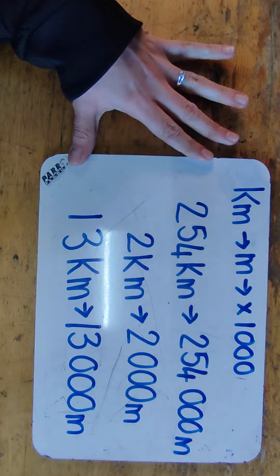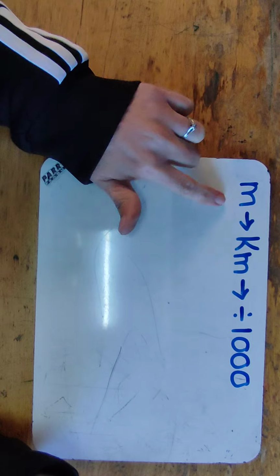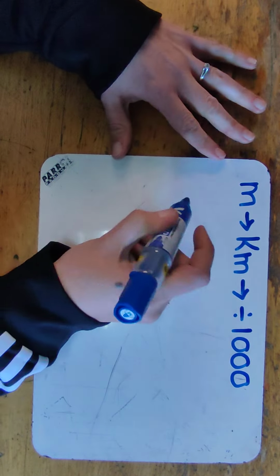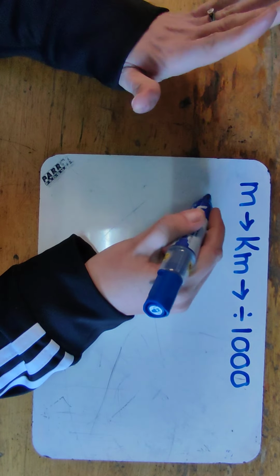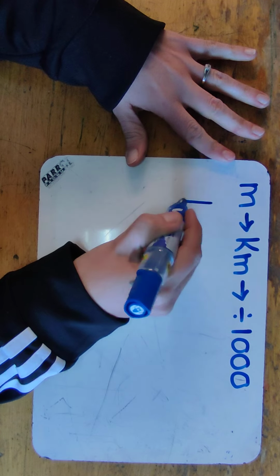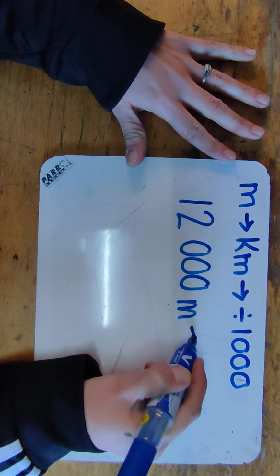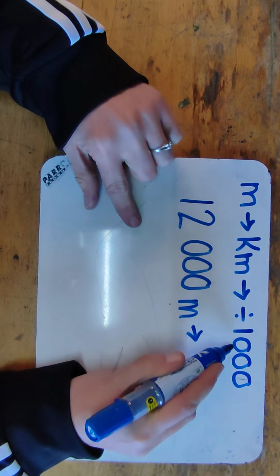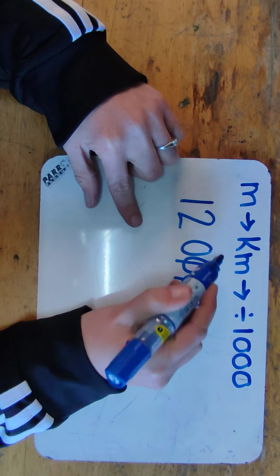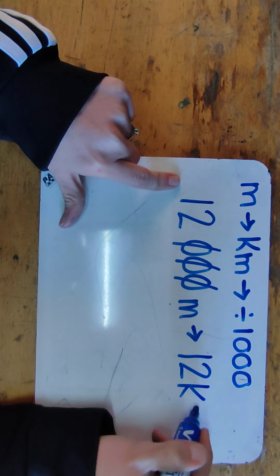Right, now, okay, if I'm converting meters to kilometers, I've said here we need to divide by 1,000. So, like I said to you in class, if you've got 3 zeros, you cancel out the 3 zeros. So say for example we've got 12,000 meters that we want to convert to kilometers. I look again, I've got 3 zeros and I cancel out 1, 2, 3 zeros, and I'm left with 12, and that is my amount of kilometers.